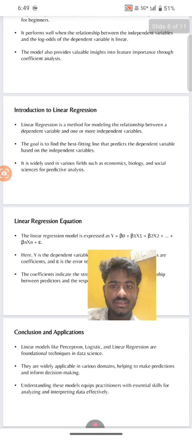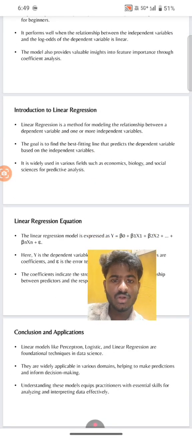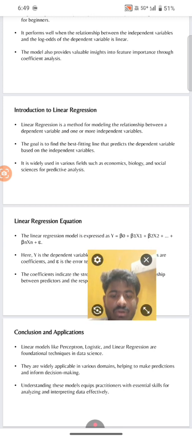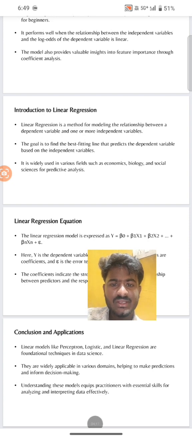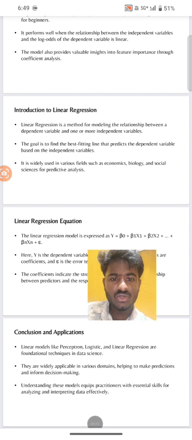Introduction to linear regression. Linear regression is a method for modeling the relationship between a dependent variable and independent variables. It is widely used in various fields such as economics, biology, and social sciences for predictive analysis.